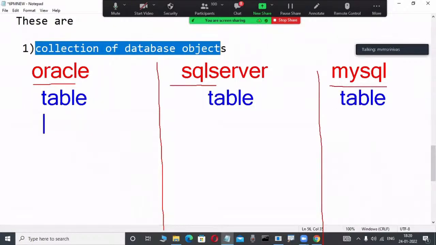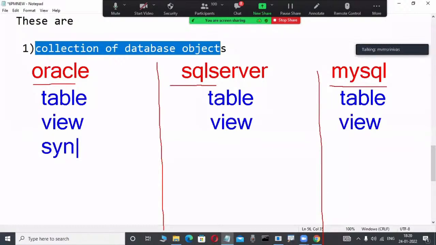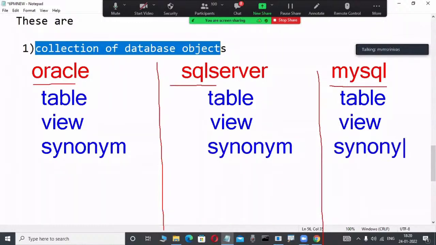Same. Again, here view is a database object. Some purpose is there. Here also view is there. Here also view is there. View is a database object. Here synonym is a database object. What is synonym? What is the view we are learning? Don't worry. In our course, synonym is available. Here also synonym is available.